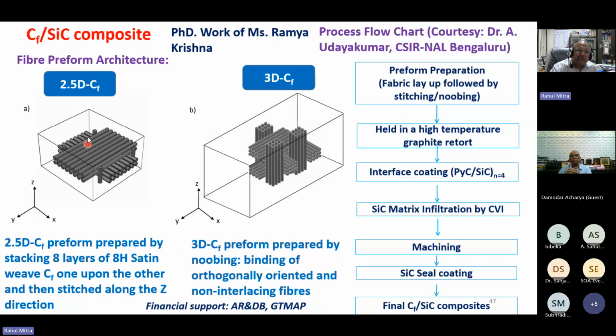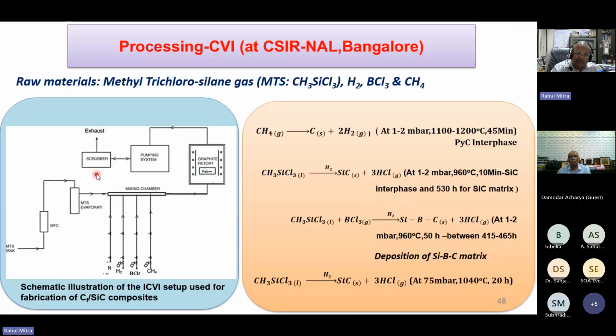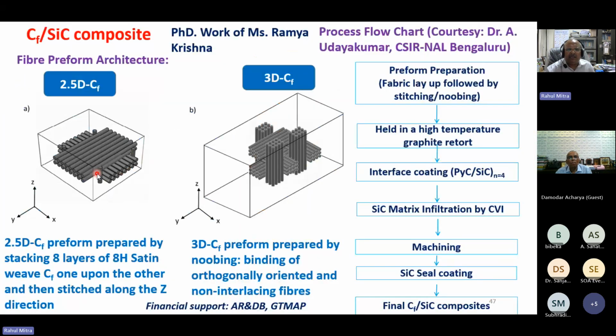So two kinds of composites are prepared at NAL. One is 2.5D, where we have two perpendicular rows of carbon fiber stitched in the vertical direction. And here we have three different orientations of carbon fiber. So this was made by 8 layers of 8H 13V carbon fiber, one upon another, and then stitched along the Z direction. So this is 8 layer, this is 8 layer, and the carbon fibers are in perpendicular directions with respect to each other. And these are stitched in the Z direction.